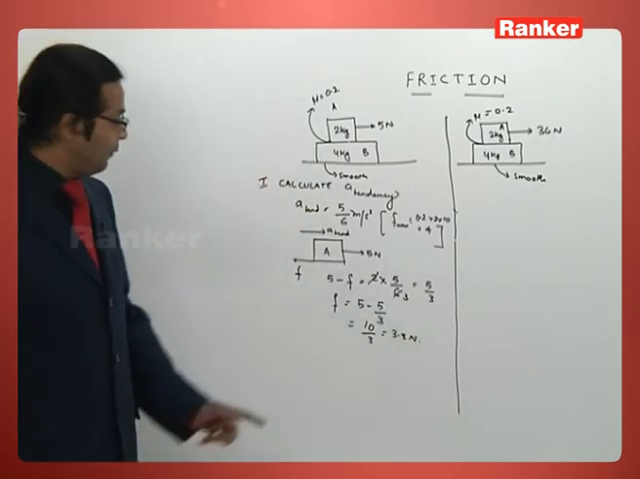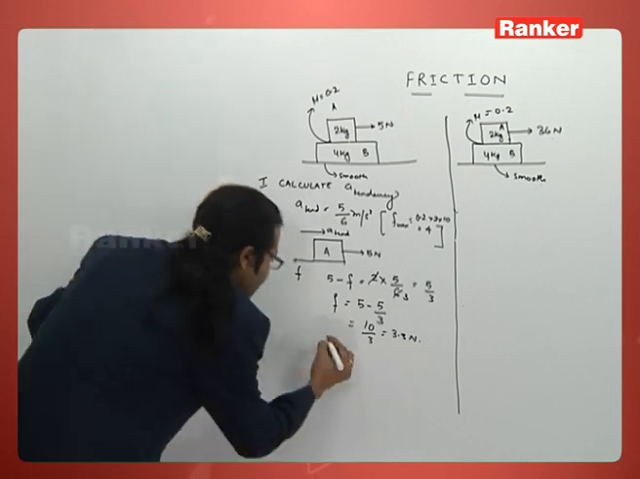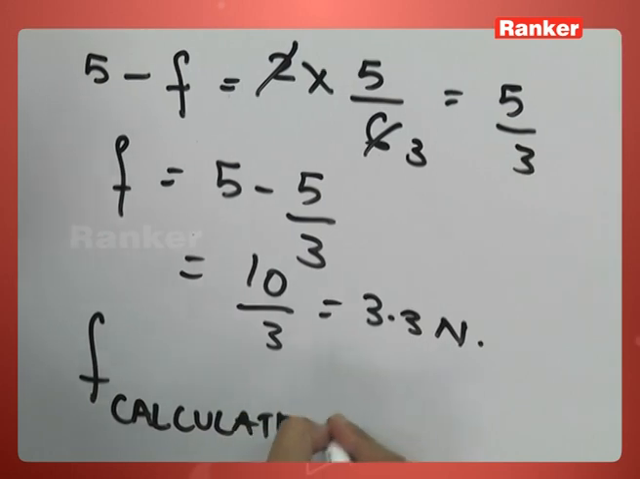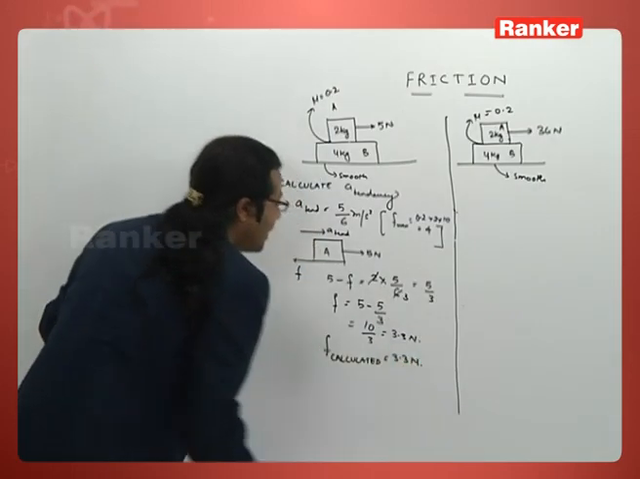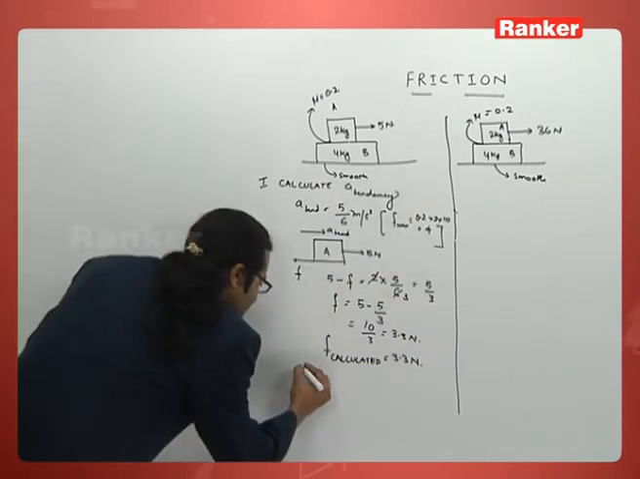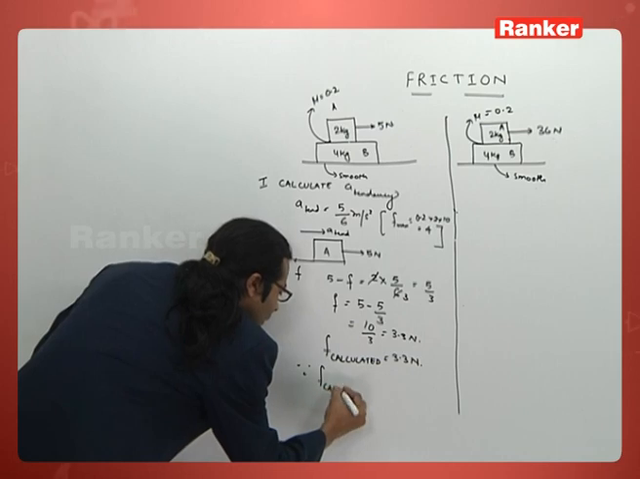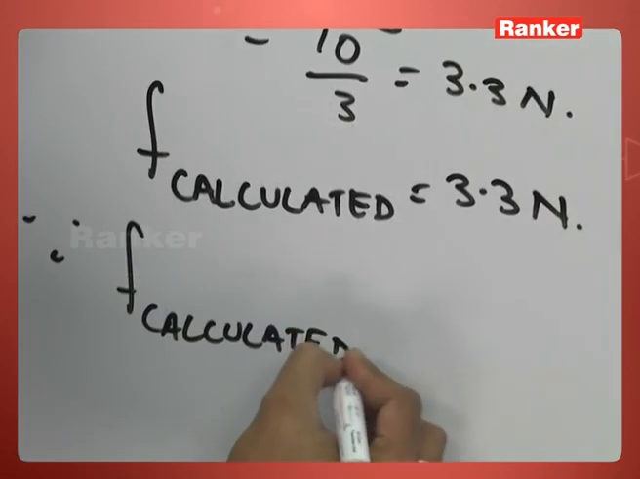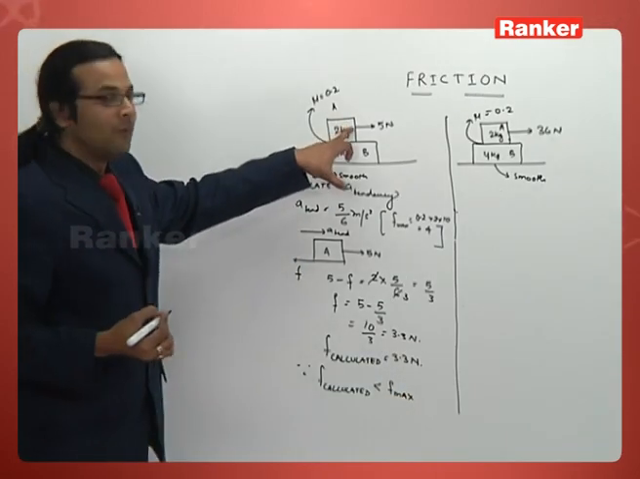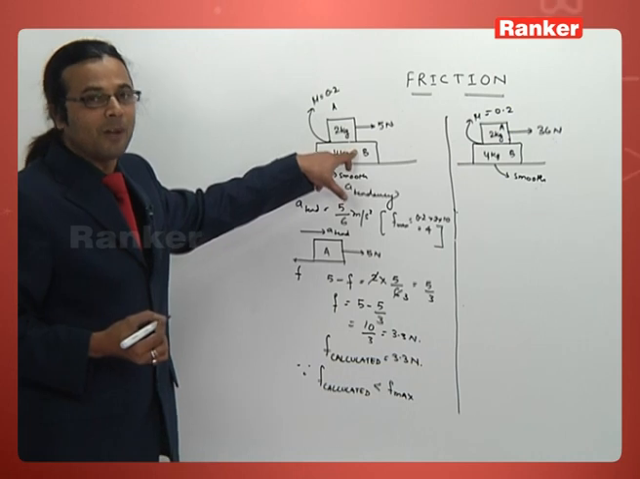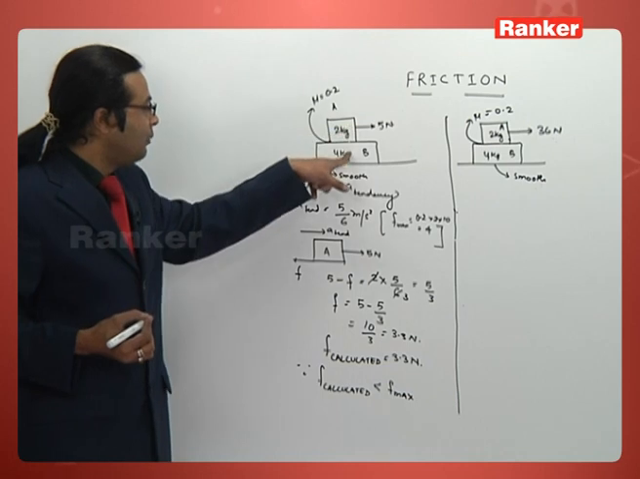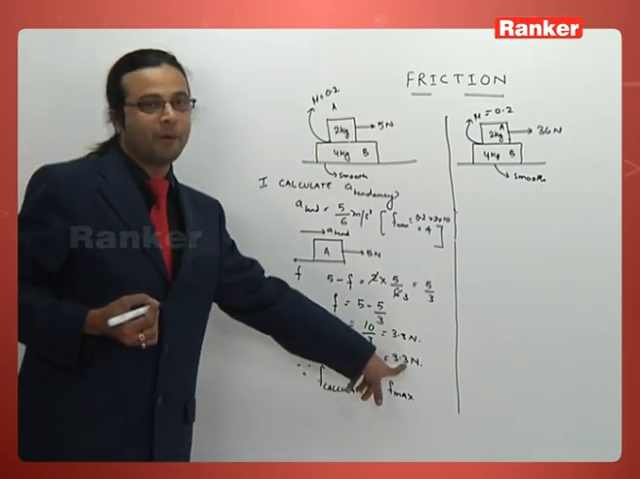Now if you look carefully, here I write F calculated. Here this F calculated is lesser than F max. So obviously, since F calculated is lesser than F max, these two bodies will move together as one body with an acceleration 5 by 6, and the frictional force acting between these two blocks will be nothing but 3.3 Newton.